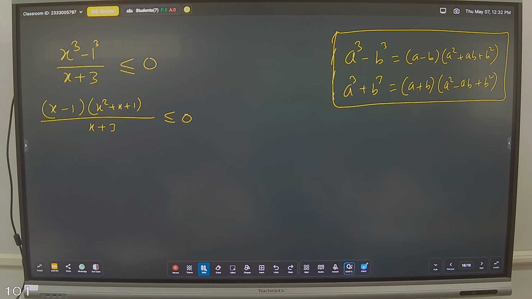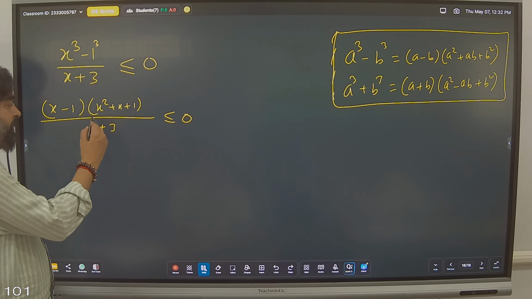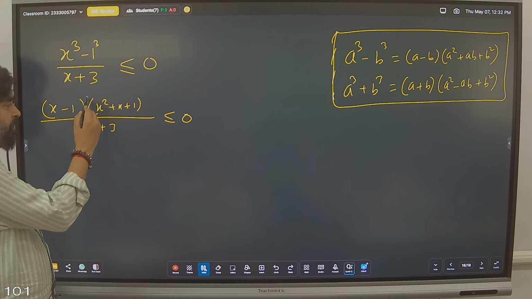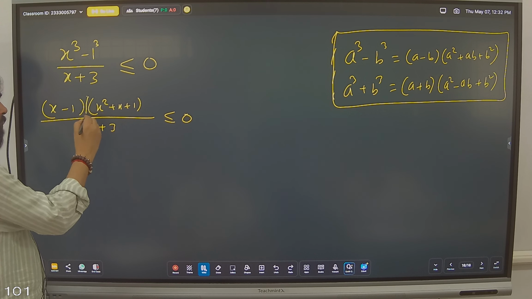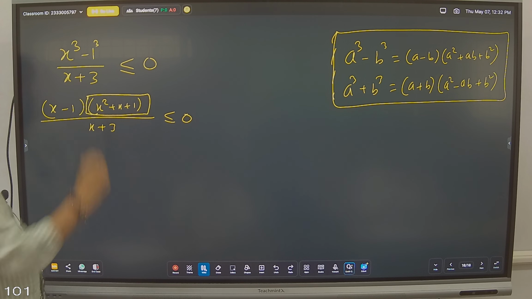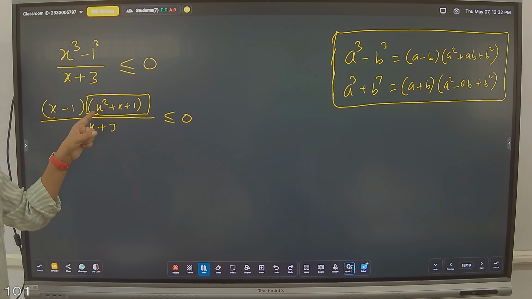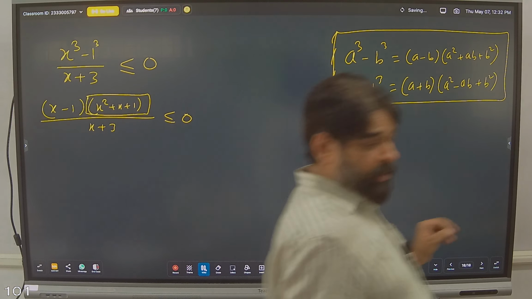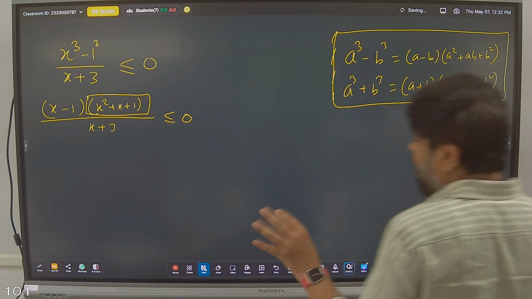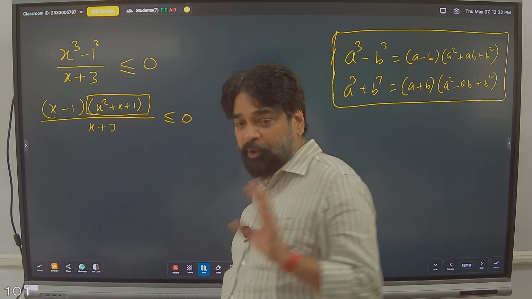Here there is a problem. What is the problem, sir? This bracket cannot be factorized. Why? Because it has imaginary roots. Please stop writing and look, because I'm not solving, I'm going to teach you some concept.